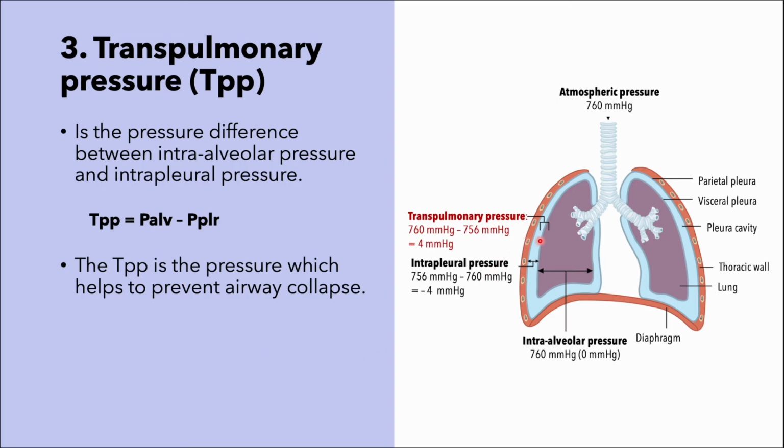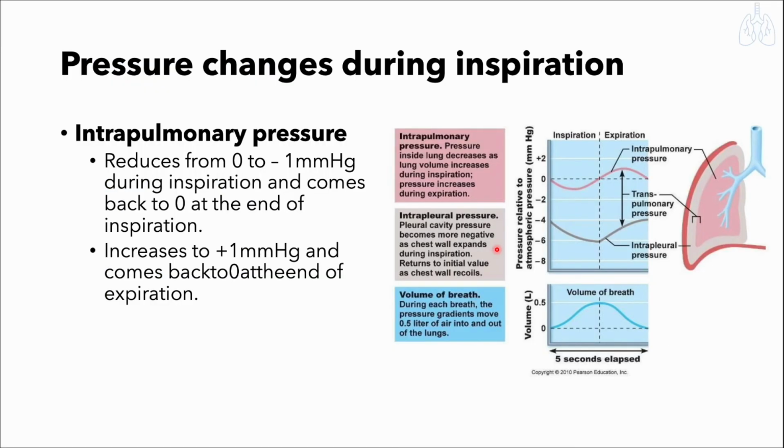Another type of pressure that we have is the transpulmonary pressure. So how do we get the transpulmonary pressure? You subtract the intrapleural pressure from the intrapulmonary pressure, and you will get the transpulmonary pressure. The transpulmonary pressure is going to tell you the pressure that prevents the lungs from collapsing.